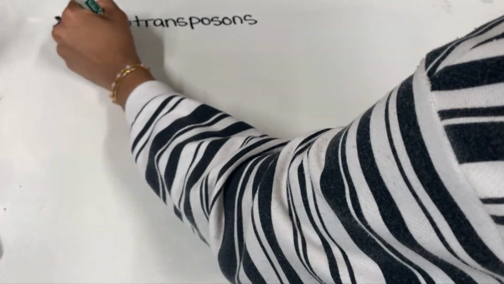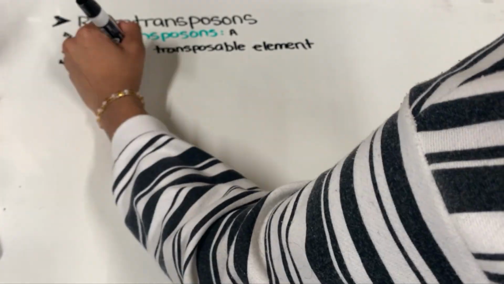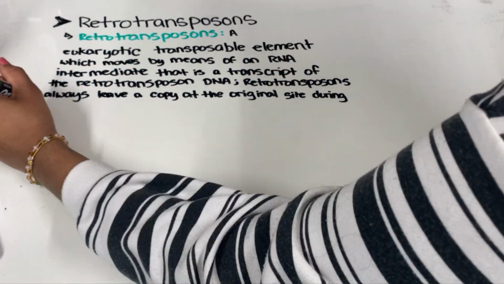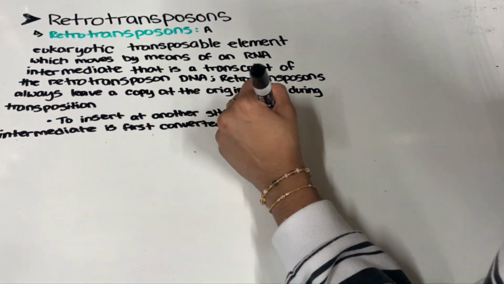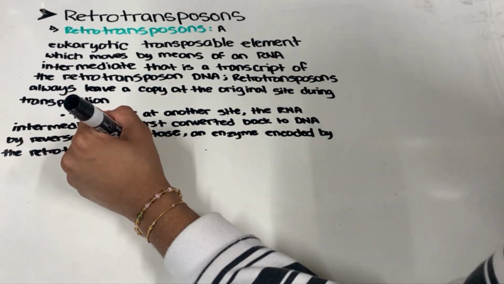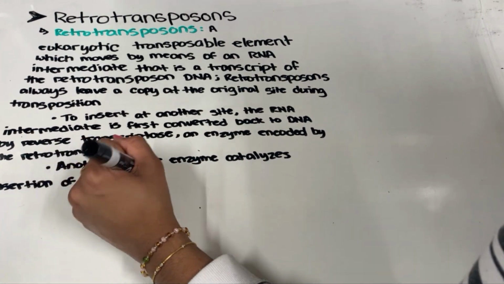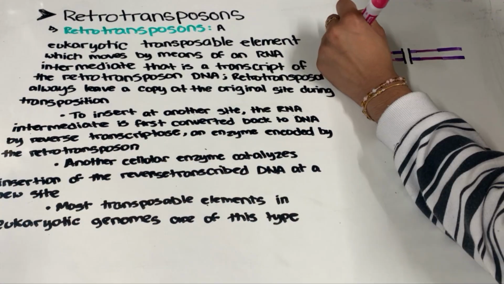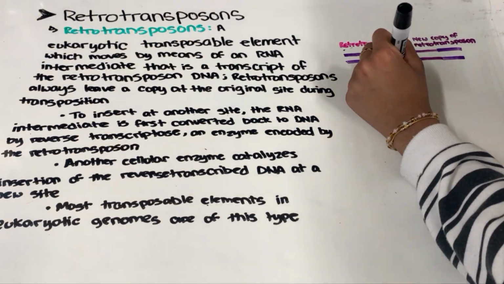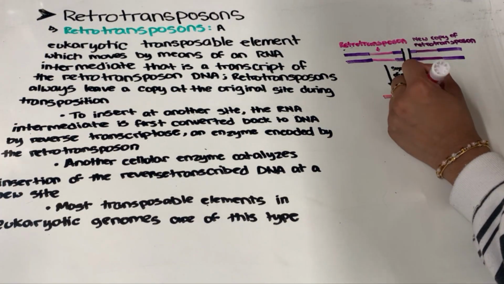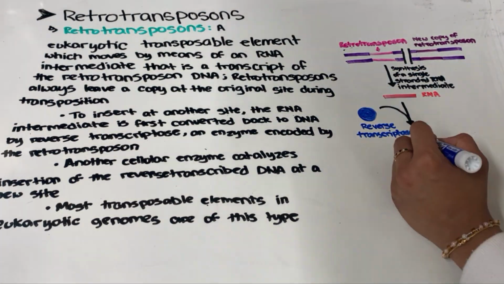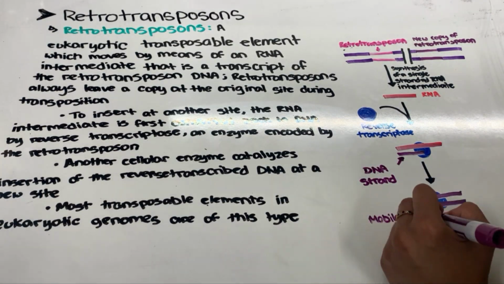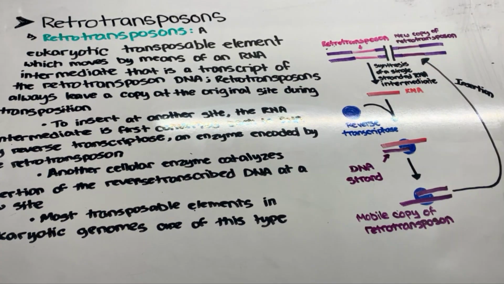We'll end off this section with retrotransposons, which are eukaryotic transposable elements that move by means of an RNA intermediate that is the transcript of the retrotransposon DNA. Retrotransposons always leave a copy at the original site during transposition. In order to be inserted at another site, the RNA intermediate is first converted back to DNA by reverse transcriptase, an enzyme encoded by the retrotransposon, but they can also be encoded by retroviruses. In fact, most transposable elements in eukaryotic genomes are of this type.